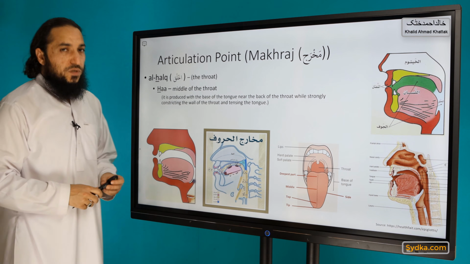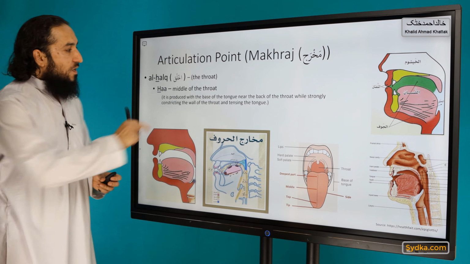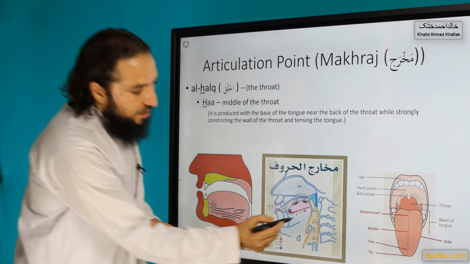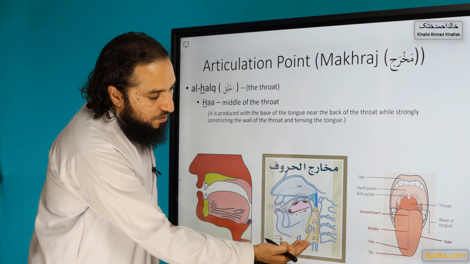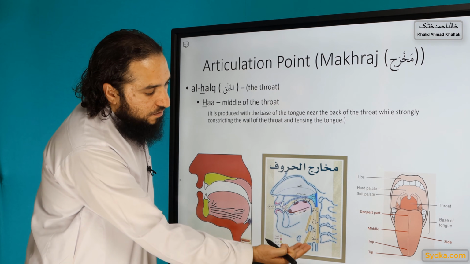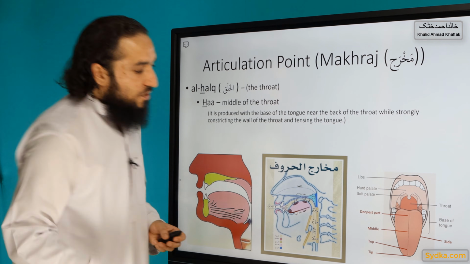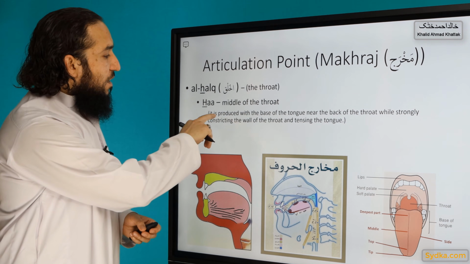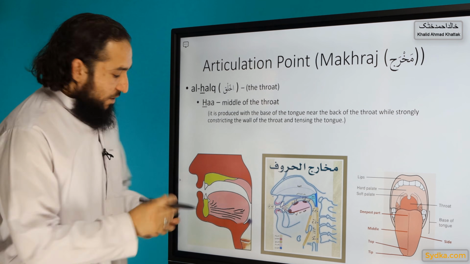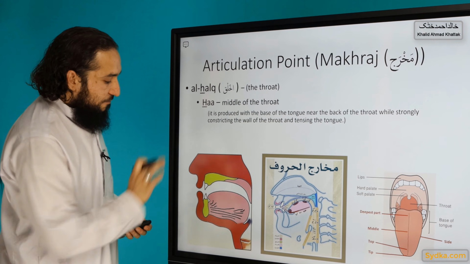So what is its Makharij? It comes from the middle of the throat. Basically the throat has 6 letters, from the farthest from the mouth, the middle, and the nearest to the mouth, and this one is from the middle of the throat. It is produced with the base. Let me explain this to you.